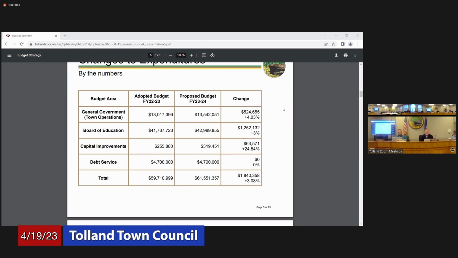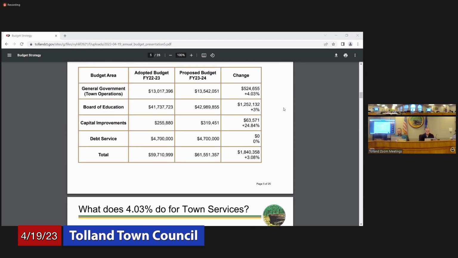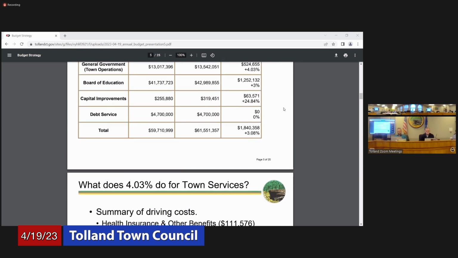Capital improvements saw an increase from $255,880 to $319,451, which indicates a $63,571 increase or 24.84%. Debt service was kept flat at $4.7 million, which brings us to the total proposed for fiscal year 23-24, $61,551,357, which is a $1.84 million budget increase or 3.08%.